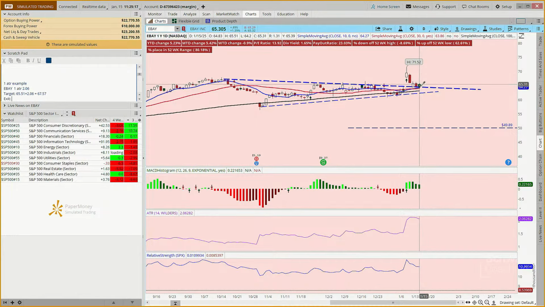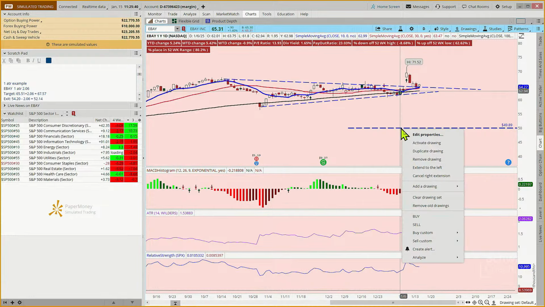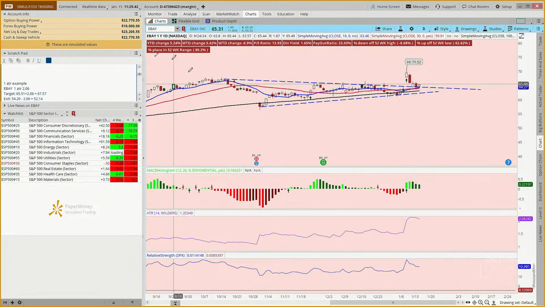Exit is going to be today's low, and today's low is 64.20. And we're going to subtract 2.06 from that, which is going to be 62.14. And so how do we put that in? Sorry, I just had something here I want to get rid of.